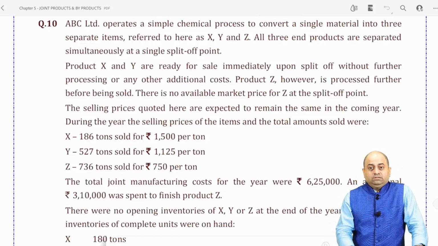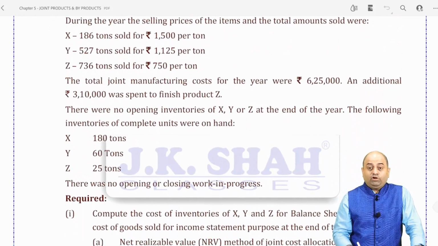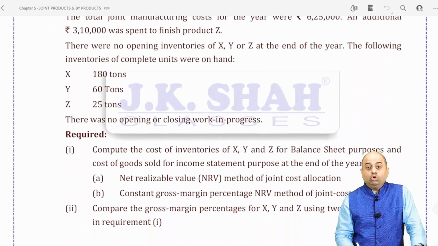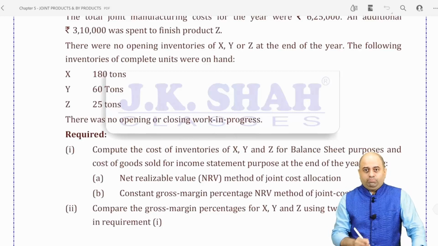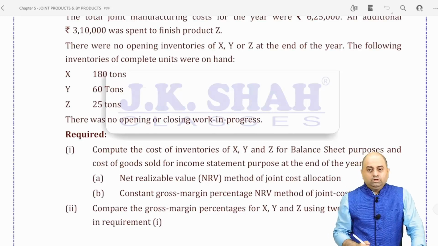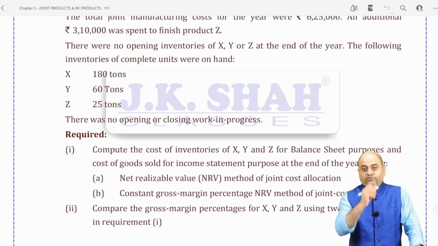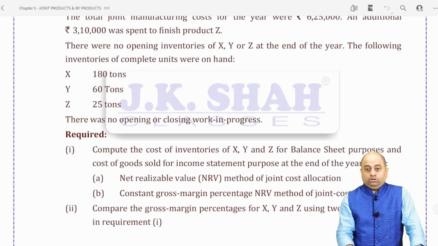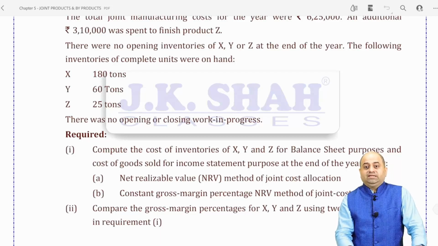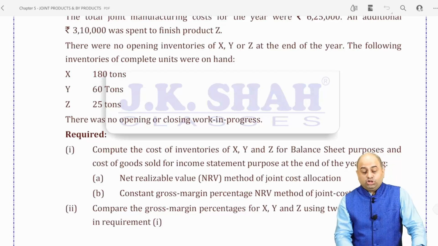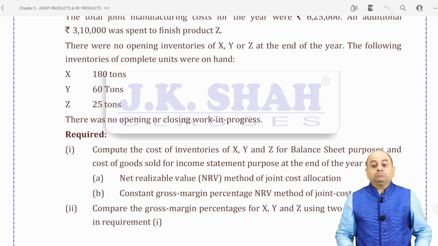Question number 10, well, it was kind of a long question. You can make it small. A very important point, rather 2-3 important points in this question, and then it will be easier. First, in this question we are given that there is closing stock also. Some units are sold, opening stock is not there. We will find out units produced.